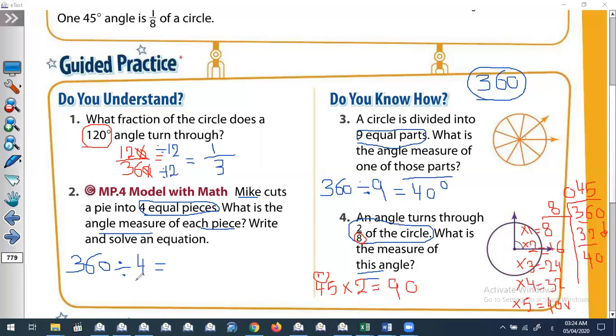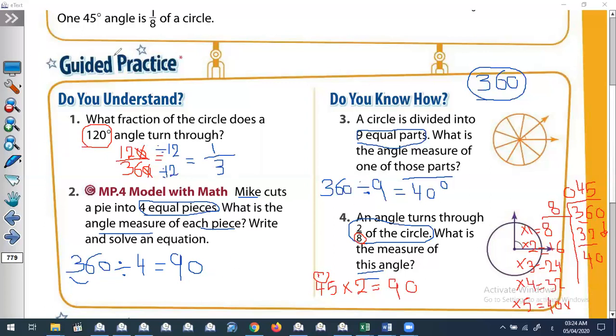3 divided by 4 cannot be because 3 is smaller than 4. So 36 divided by 4 is 9 because 9 times 4 is 36. 0 divided by 4 is 0. So 360 divided by 4, the angle is 90. The angle is 90.